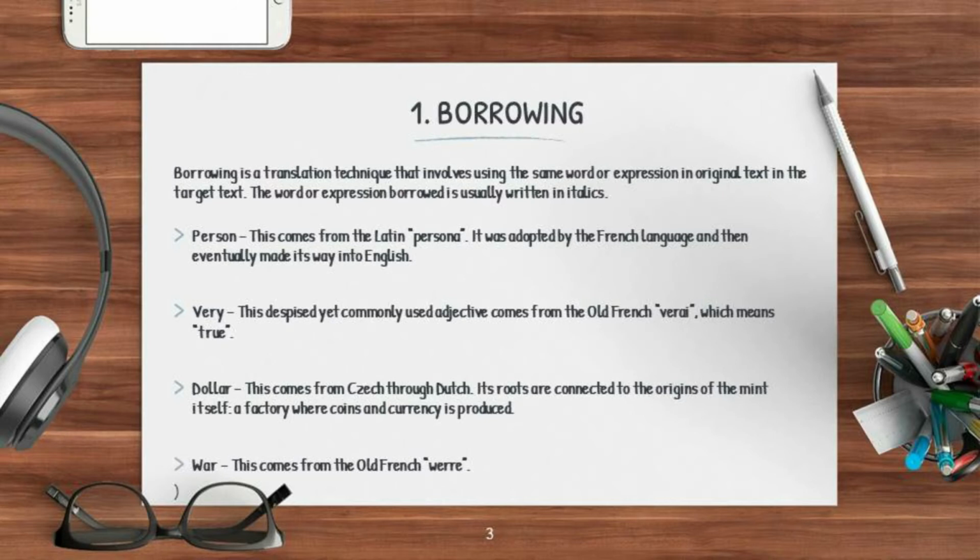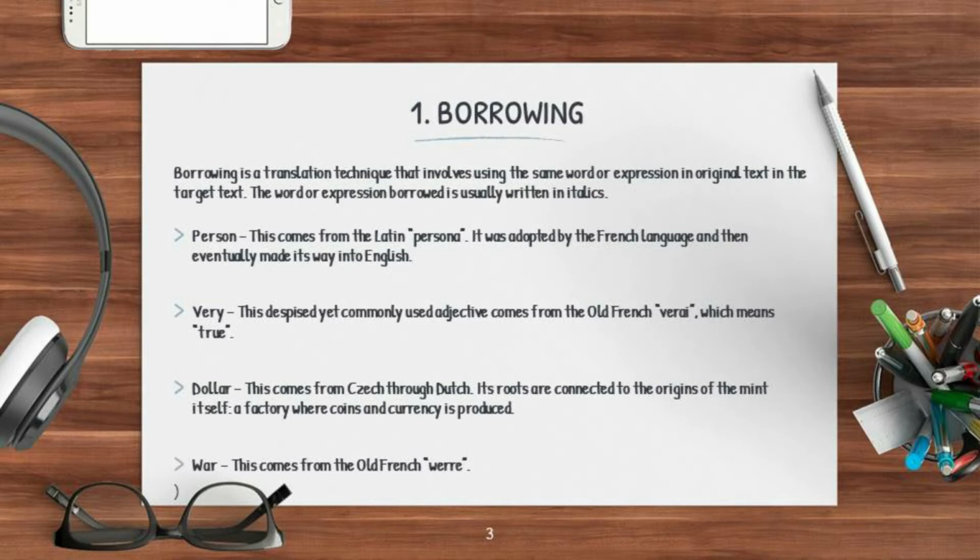1. Borrowing. Borrowing is a translation technique that involves using the same words and expressions in the original text in the target text. The word or expression borrowed is usually written in italics. For example, person. Person comes from the Latin persona. It was adopted by the French language and then eventually made its way into English.